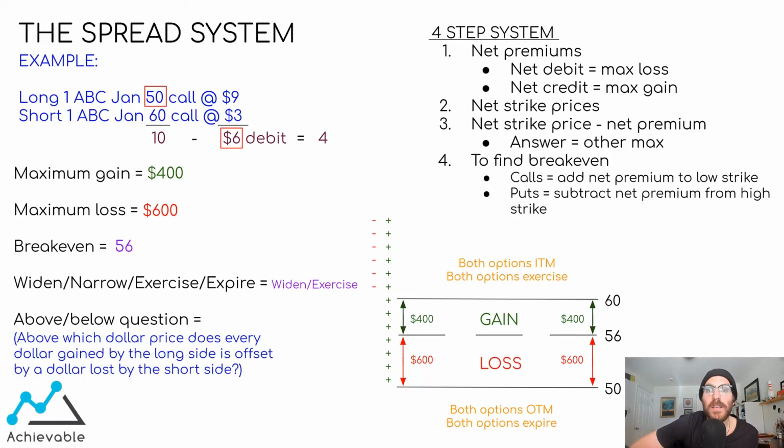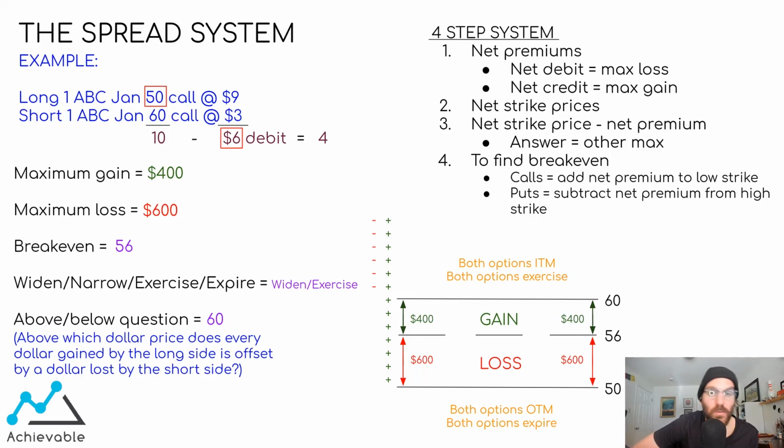The last part of this would be what I call the above-below question, and it would sound something like this. Above which dollar price does every dollar gained by the long option get offset by a dollar lost on the short option? What they're really asking us here is, where do both options start offsetting each other in terms of gains or losses? Well, if you're looking at the breakdown there, it should be pretty obvious. It's 60. Once the market price goes above 60, every dollar gained on the long option is offset by a dollar lost on the short option.